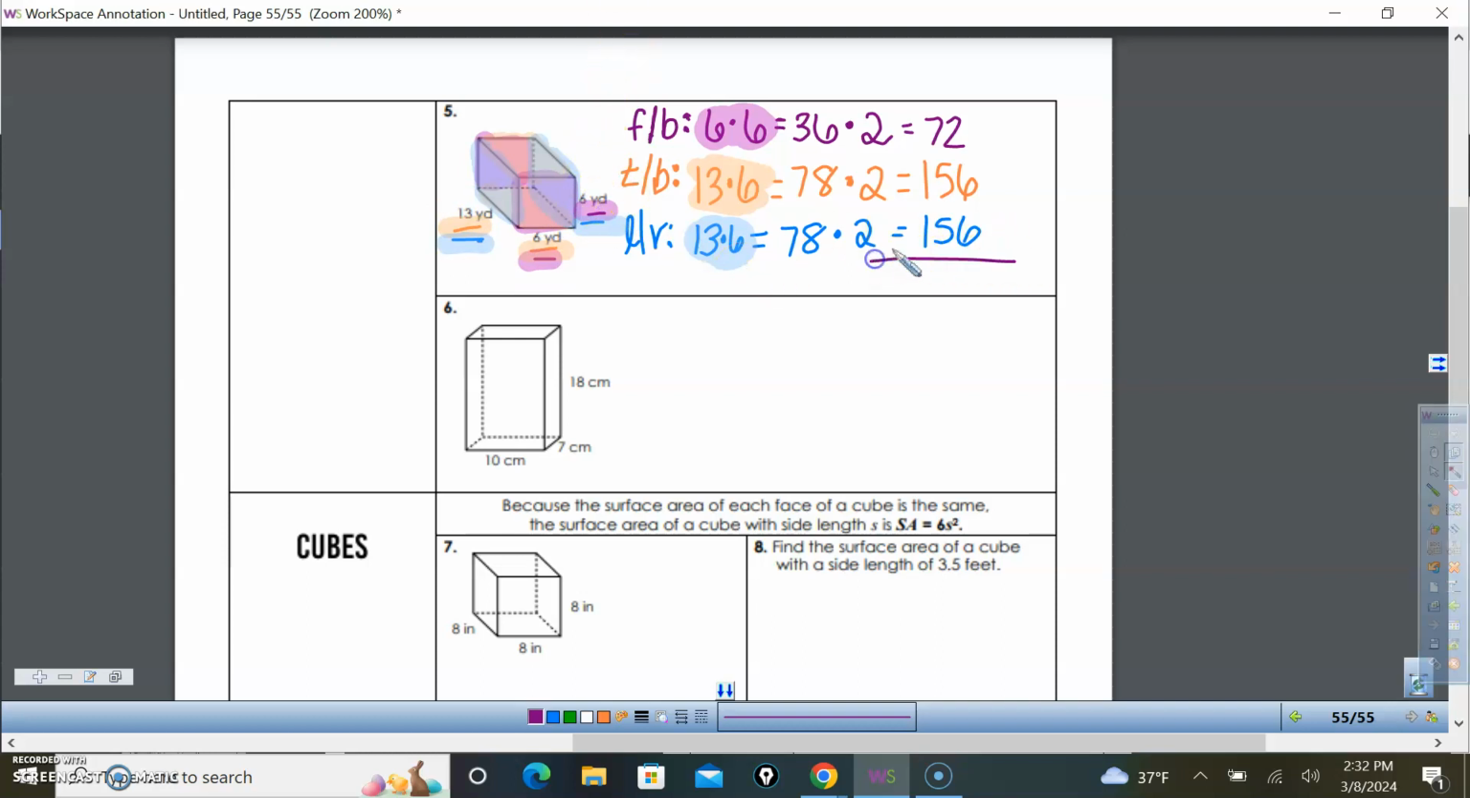And so our final step to find the total surface area, total tells us, let's just go ahead and add those all together. So I am getting 384 when I add those together. My label will be yards because that's the label from the picture. And area is always squared, so surface area will also be squared.